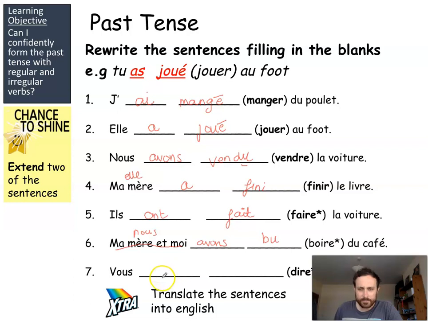And lastly, now I've actually said do it in the negative here. I haven't gone through the negative, so we'll just do it in the normal positive. And it is irregular, so vous avez dit. It's an irregular verb, so it's dit for that one. And that means you all, or you plural, said the truth. La vérité at the end is the truth.